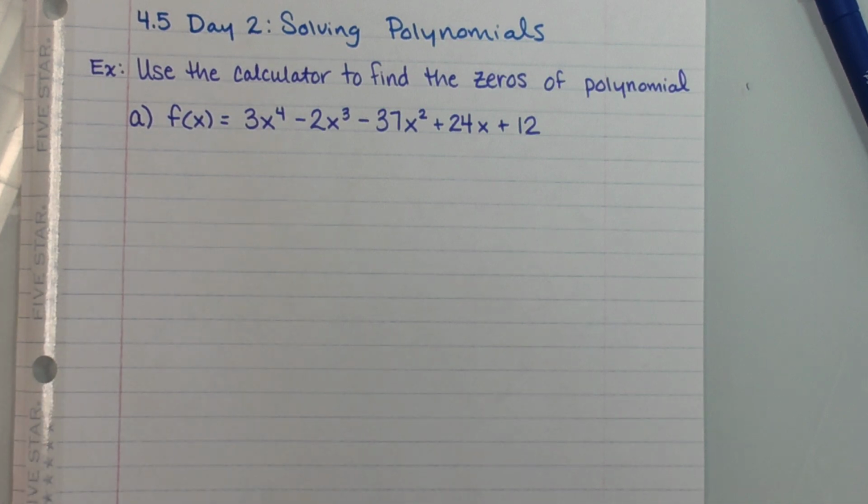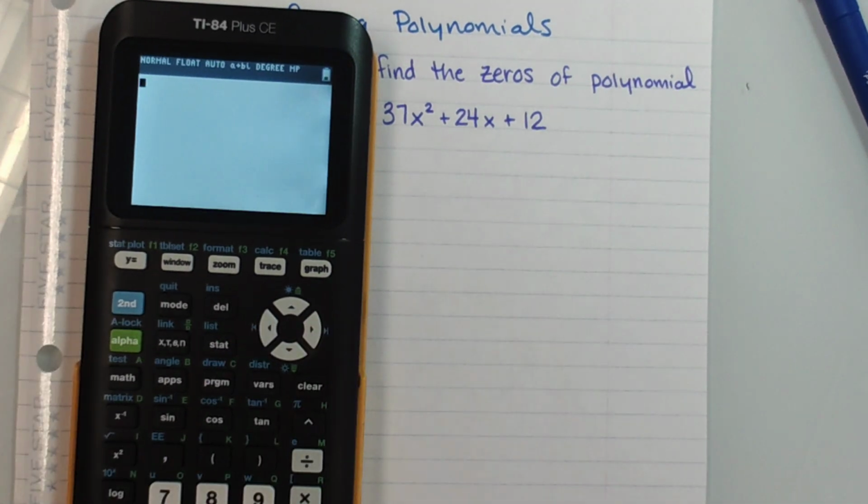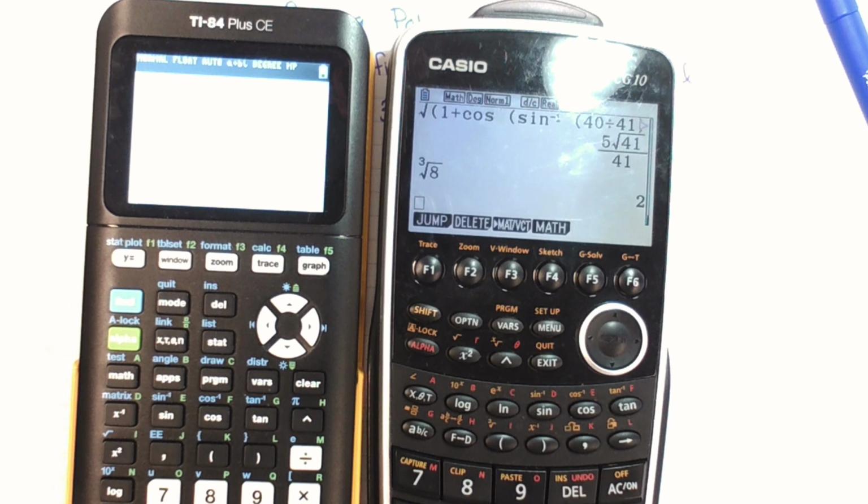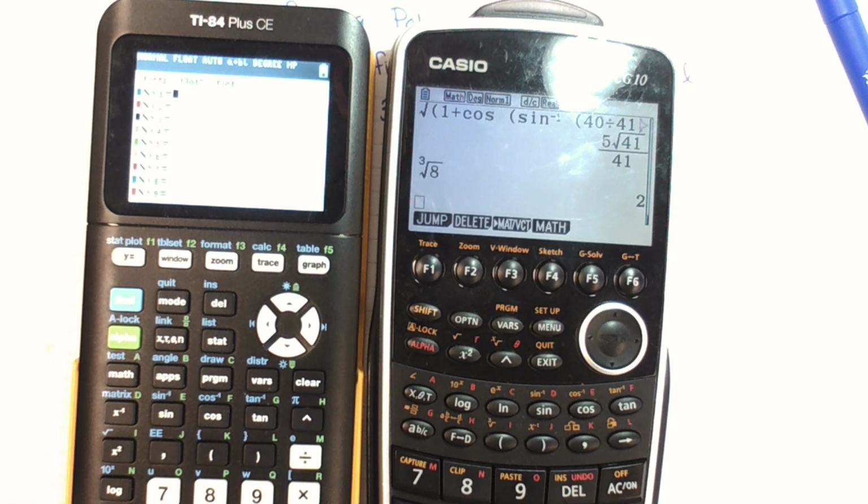So, grab a calculator. Turn it on if you haven't done that already. We're going to look at the graph of the function. So, I've got to get into my graphing menu. Where is my graphing menu on my TI? It's not graph. It's y equals.